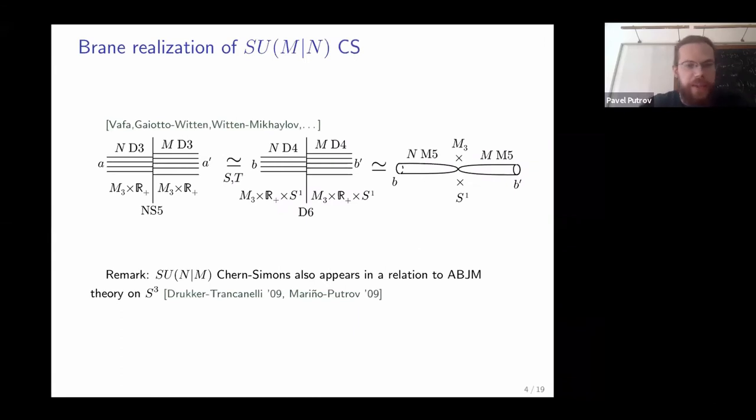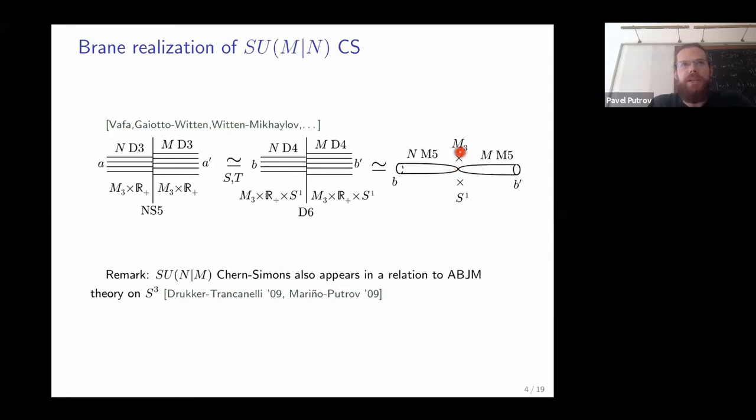Now, this can be generalized to a supergroup version. It's just that we don't have only these branes on one side, we also put these branes on the other side. And essentially we can make the same sequence of dualities, and we end up instead in M-theory, where we have N M5 branes wrapping one cigar and M M5 branes wrapping the other cigar, and the cigars, like you can imagine, touch here.